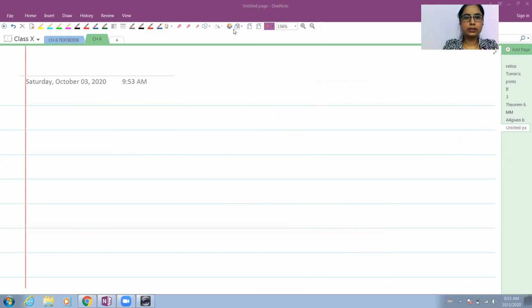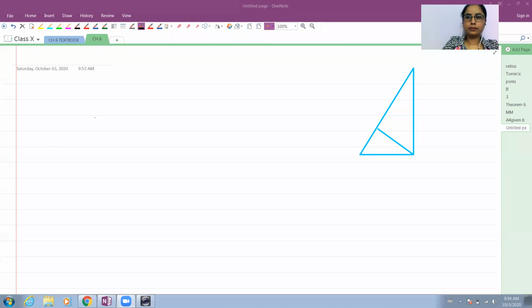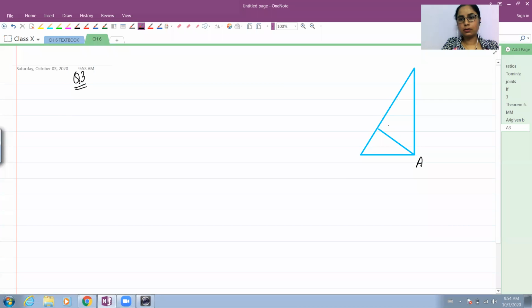I'm going to pause the sharing for a minute here. This is B, C, and D. As such, we have a 90-degree angle at A, and this is perpendicular.